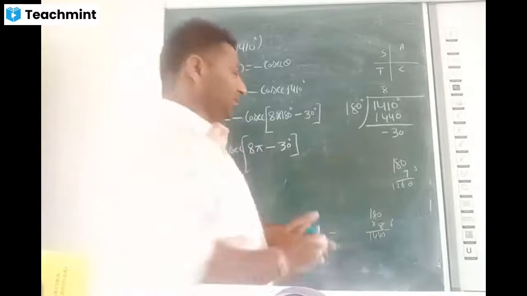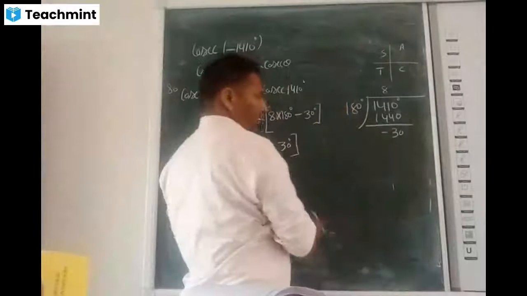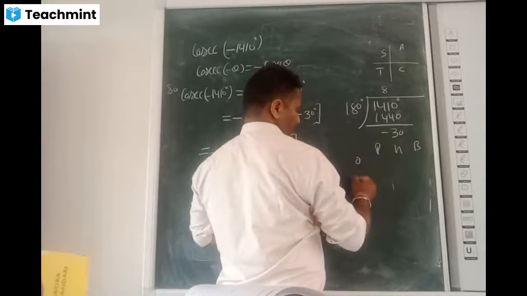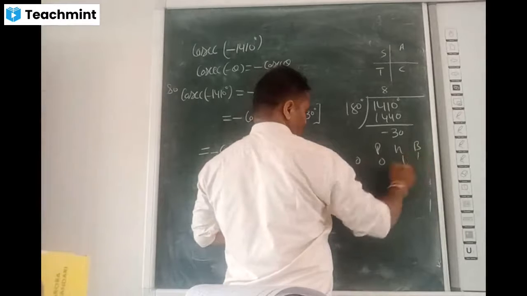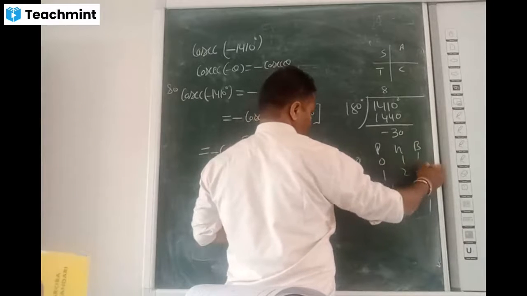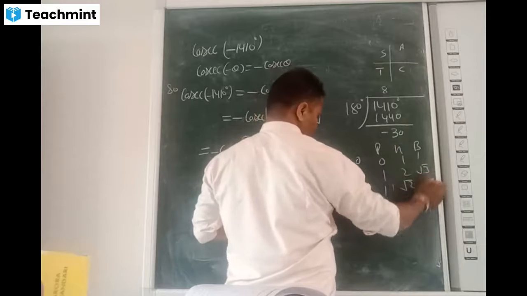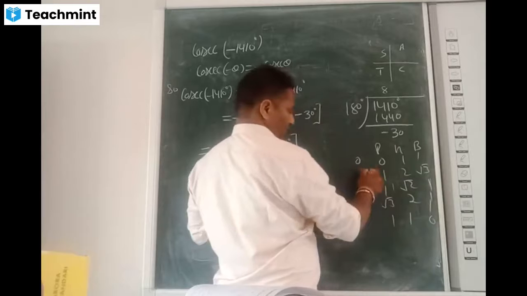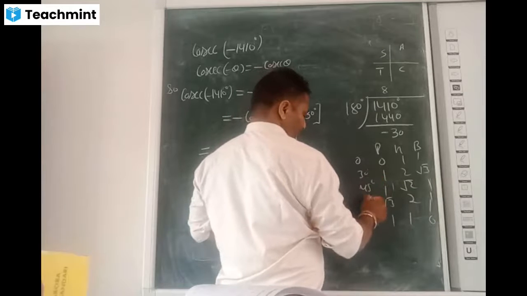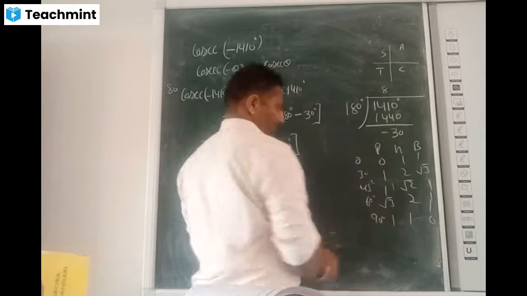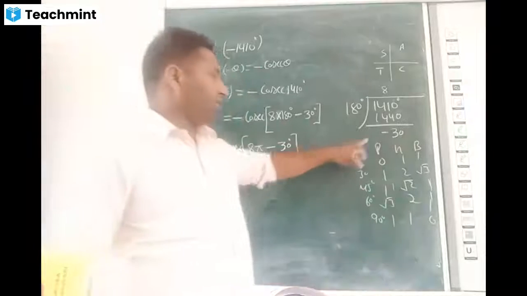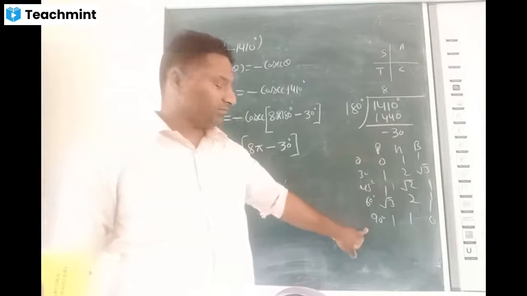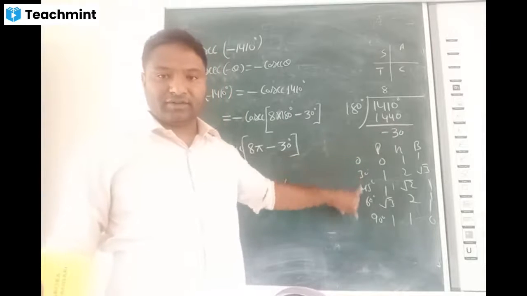Actually what you have to do is remember the table of 0, 30 degree, 45 degree, 60 degree. This table we want in the remainder, either in plus or in negative. These values we want.